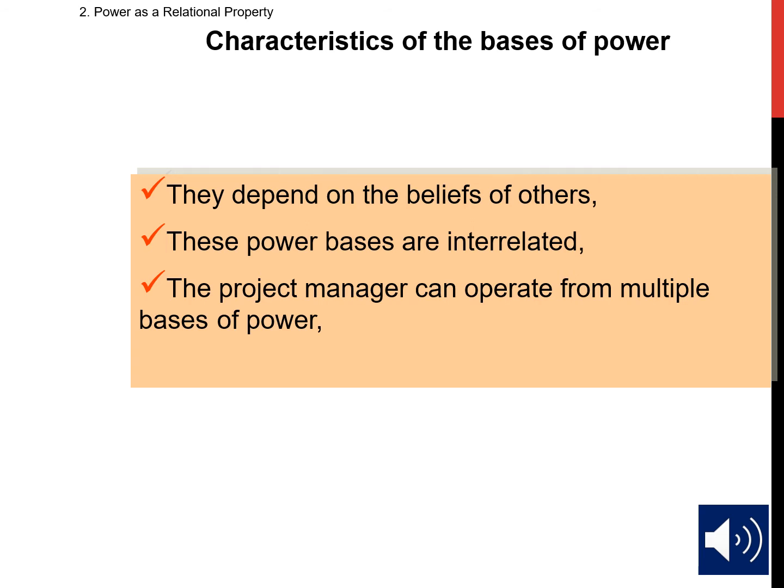The second characteristic is that all these five power bases are interrelated. Using coercive power, for example, implies losing referent power because they are different, contradictory. And finally, the project manager may use a combination of those power bases. You don't need to use one or the other. Usually project managers use combinations of power bases.